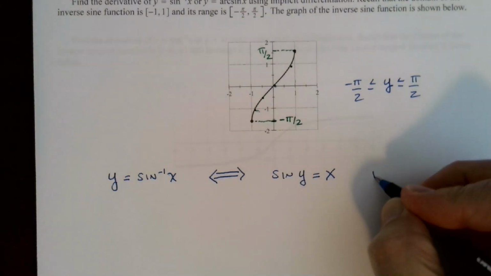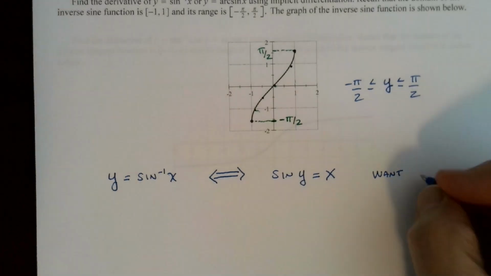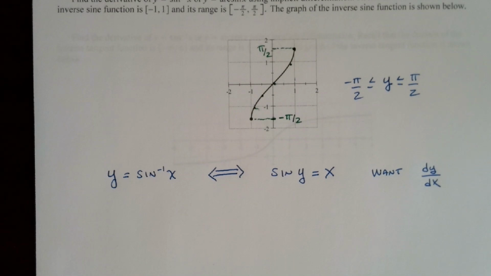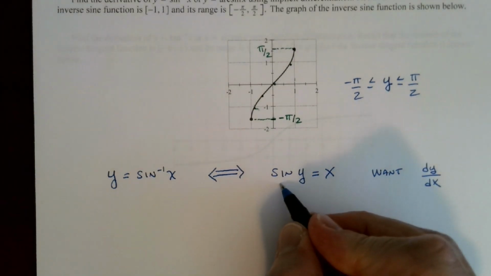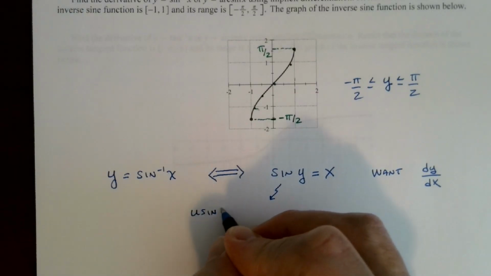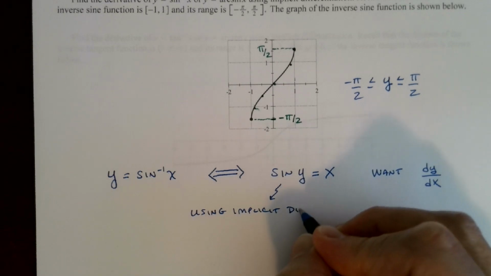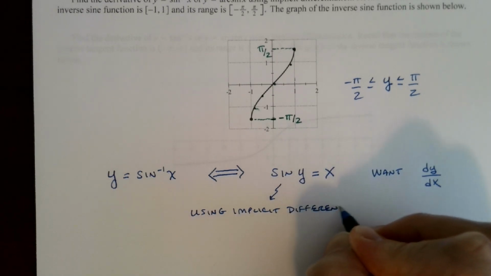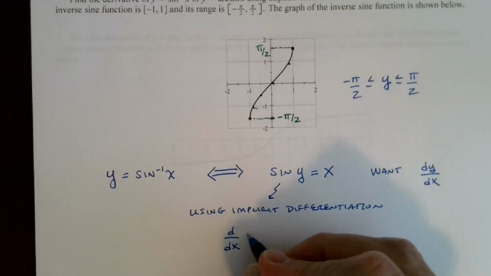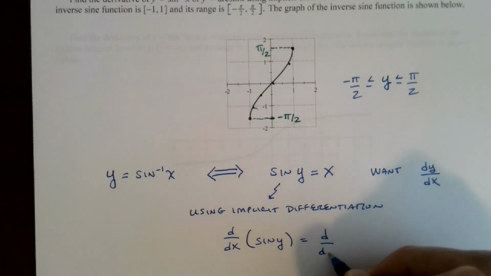Right? And what do we want? We want, in this case, the derivative of the sine inverse function, which is dy dx. Okay. So how do we proceed? We're going to proceed by implicit differentiation. Take the derivative with respect to x of both sides of this equation that we have.